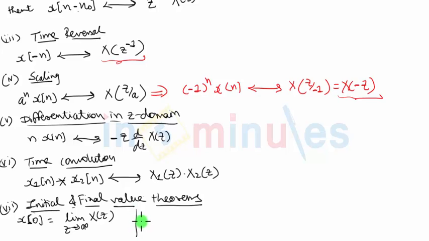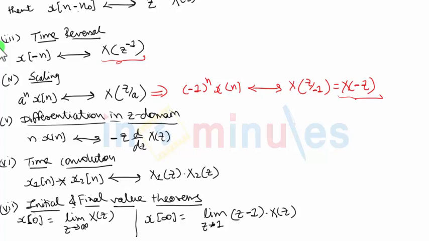And final value theorem says that x of infinity can be obtained by applying another limit, z tends to 1, of z minus 1 into x of z. So if I apply this limit on x of z multiplied with z minus 1, then it will give me the final value. So initial and final value theorems can also be obtained from the Z domain representation.